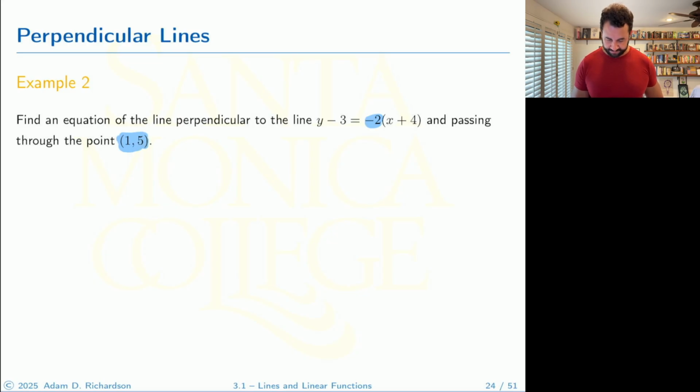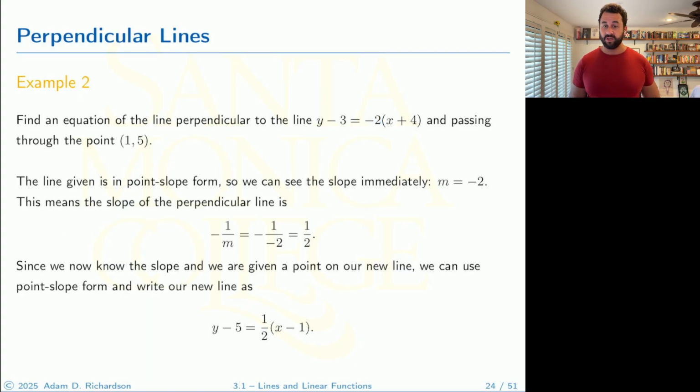So remember, if the line's supposed to be perpendicular, we need the opposite reciprocal of this number. So we need -1 over -2, which is equal to 1/2. So that's the slope of our new line. And we've got a point. Now that we know the slope, we know a point, we can use point slope form, and we're done. Voila, there it is. Instant.